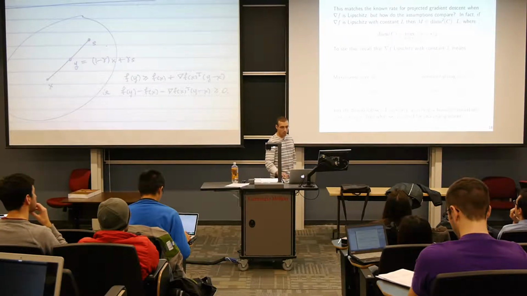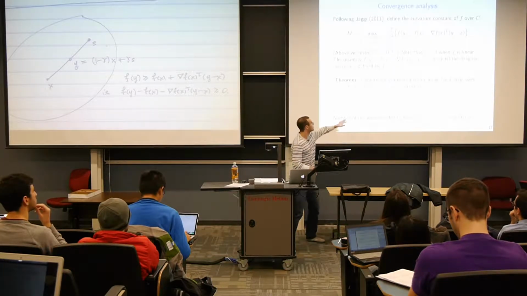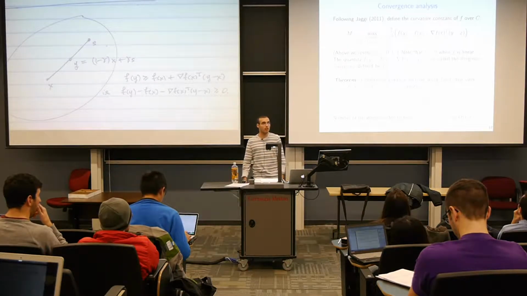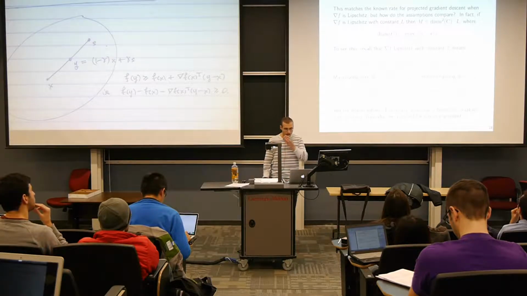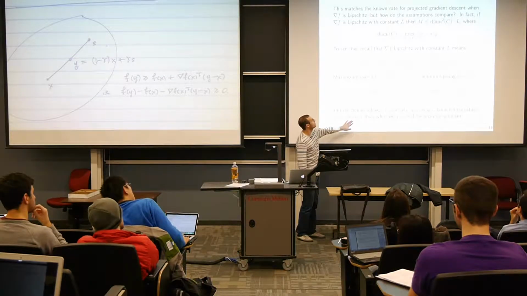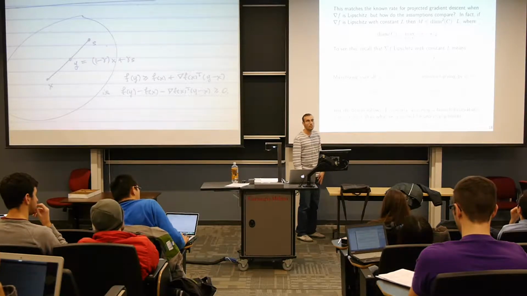So we've matched here the rate for gradient descent, but how about the conditions? Are these conditions stronger than we assume for gradient descent? Are they about the same? In fact, they're really no different in a sense from what we assume for gradient descent, or at least they're not stronger. That's what we're going to show on this slide.